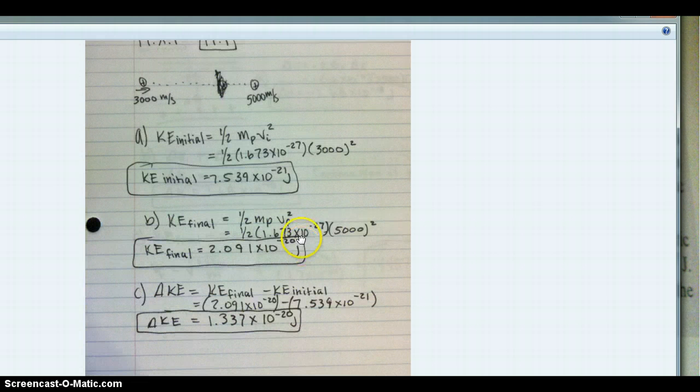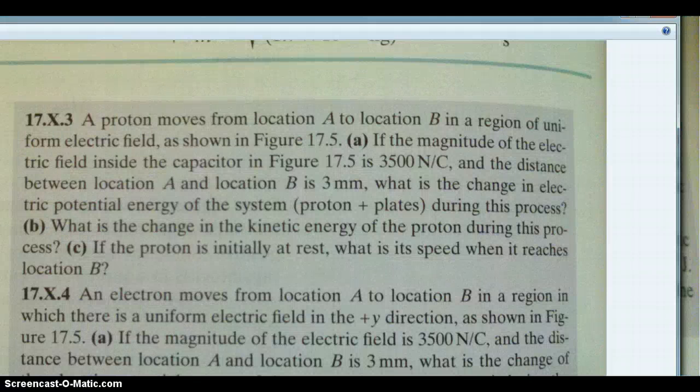And then I did the kinetic energy of the final, and so I pretty much did the same thing but plugged in 5,000 instead of 3,000 and got that, joules. And so final minus initial, so final minus initial equals this, and that is 17.1. Now 17.2.